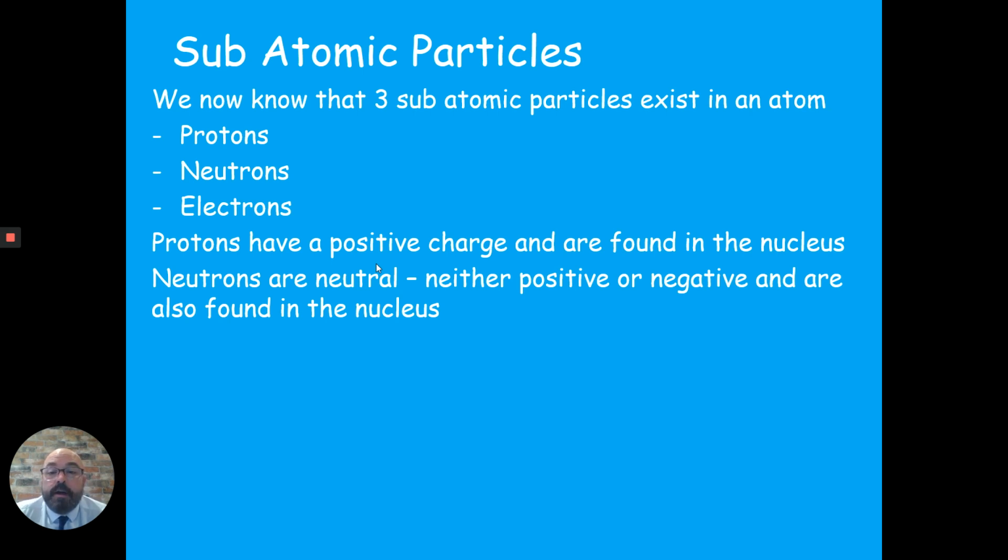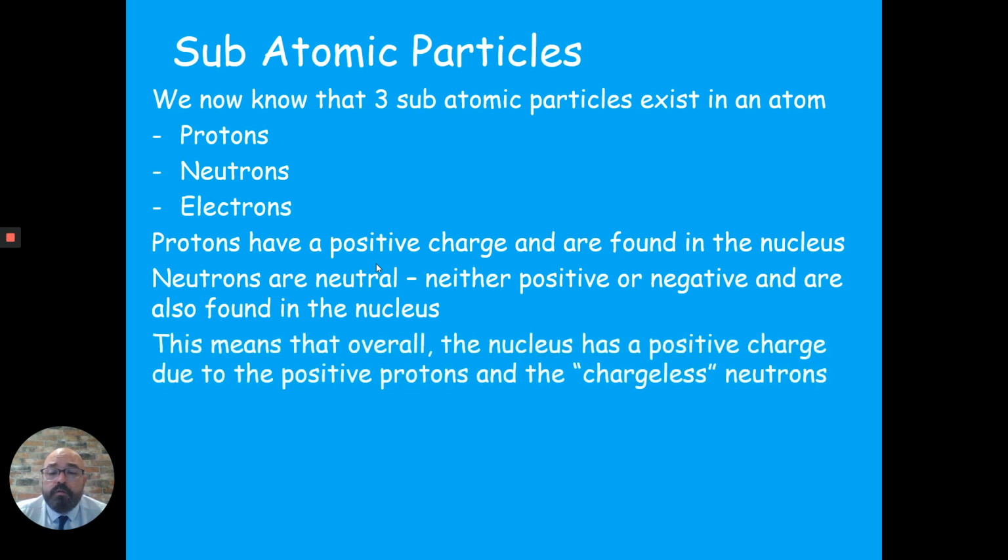And they're also found in the nucleus. So it means overall, if we just take the nucleus, it has got a positive charge, because inside the nucleus we only have 2 things, positive protons and the chargeless or neutral neutrons. So the only things with charge in the nucleus are positive protons, so it means that the nucleus is overall positive.